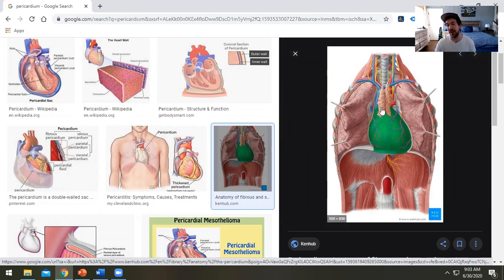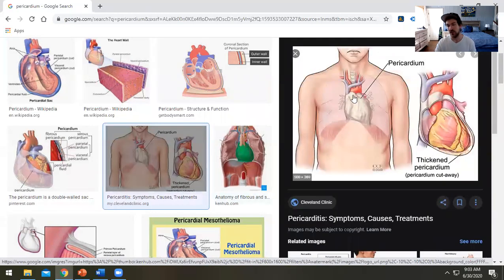That way it doesn't have to rely on these blood vessels that it's relying on for delivering oxygen and nutrients. It doesn't have to rely on those things to hold it in place, right? So there's your pericardium. It's this fibrous sac around the outside.